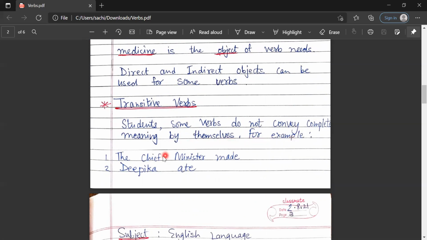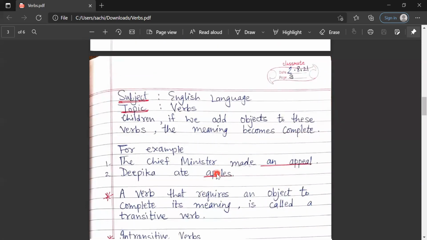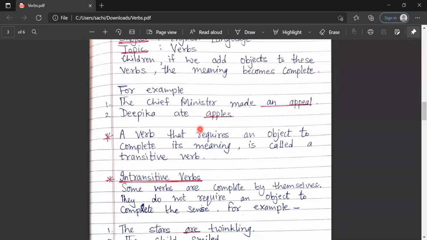For example, the chief minister made. Number 2, Deepika ate. Children, if we add objects to these verbs, the meaning becomes complete. For example, the chief minister made an appeal. Number 2, Deepika ate apples. A verb that requires an object to complete its meaning is called a transitive verb.